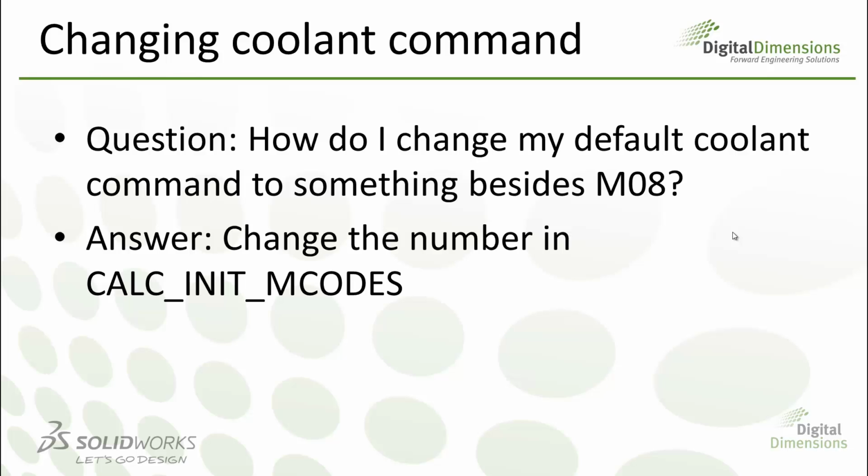Let's say hypothetically that my machine takes like an M58 for coolant on command, and I want to be able to change that in my post processor. And again, I mentioned this could be any numbered command associated with an M or G in the post. I'm going to show you what I mean by that in just a minute. But the short answer to this is you're going to change the number in a section of the post called Calc Init M Codes. So let's jump into how to accomplish this.